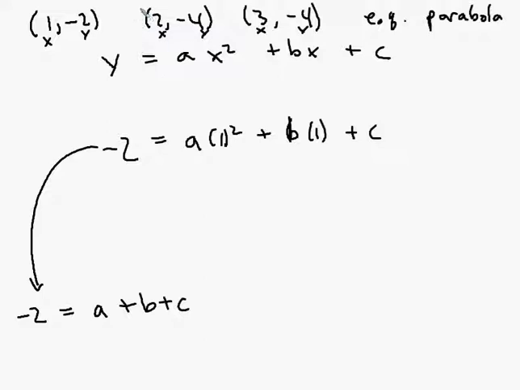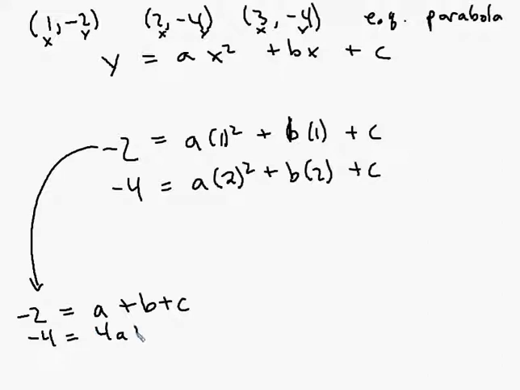And then I take this next point, y is -4. So I replace y with -4. And then I have a x squared, so this simplifies down to 4a plus 2b plus c. So this generates this equation.